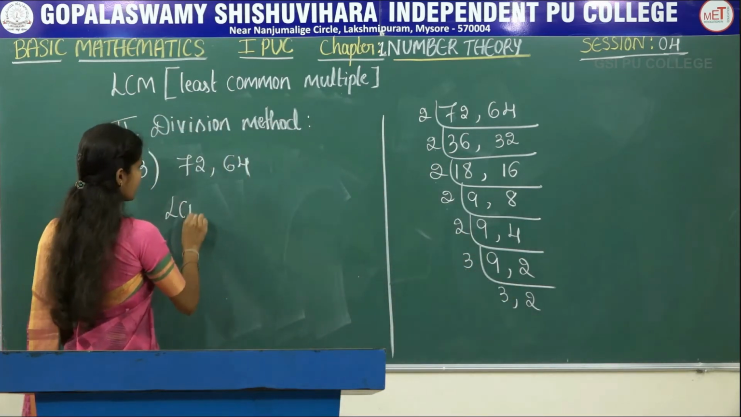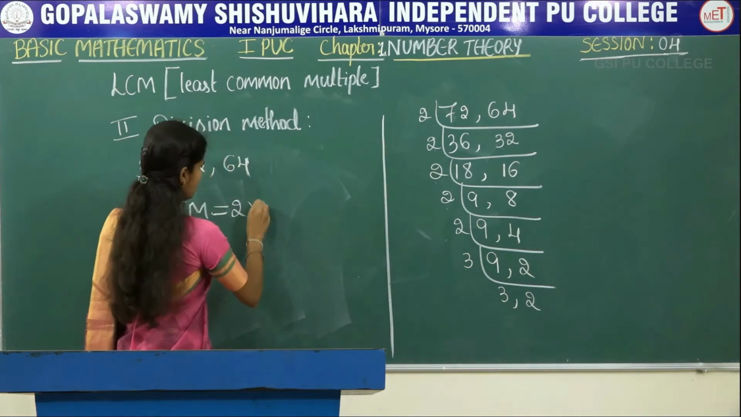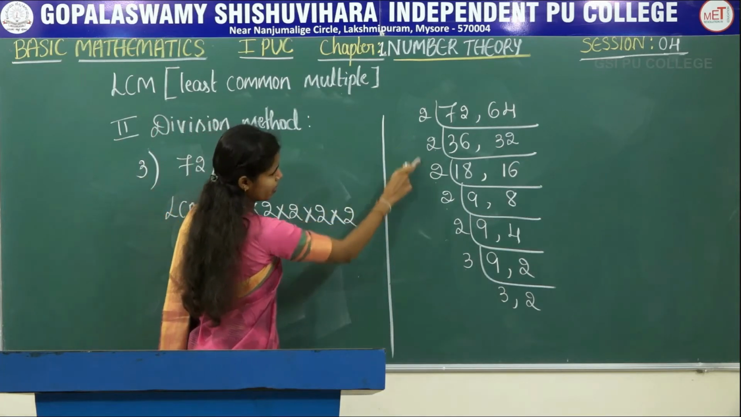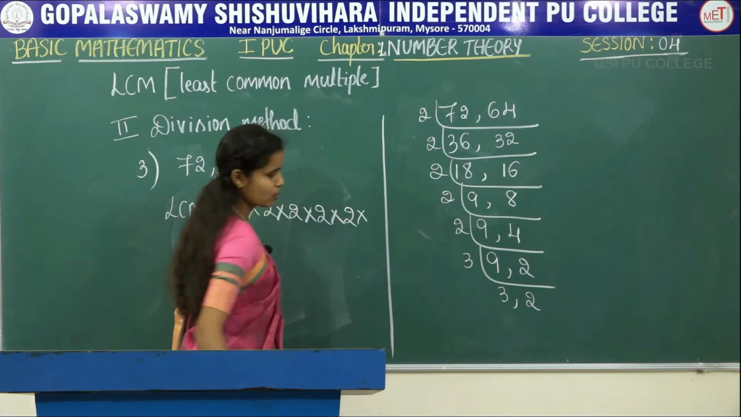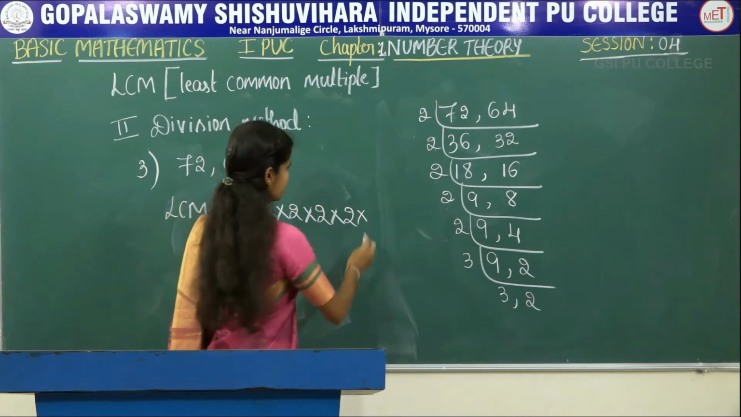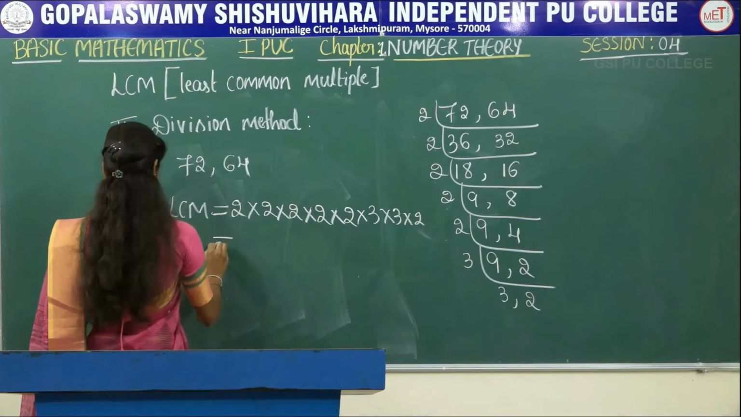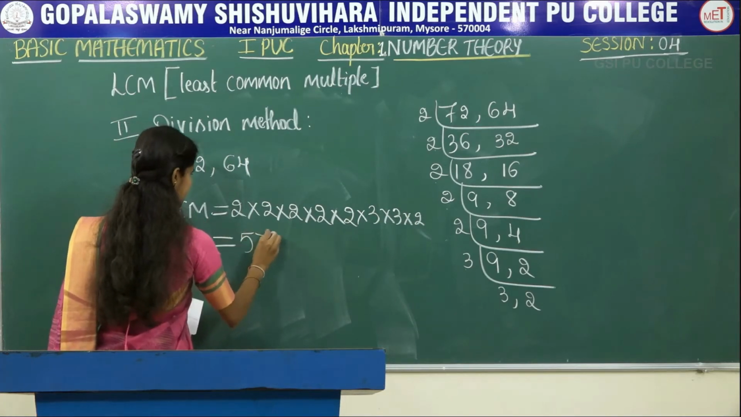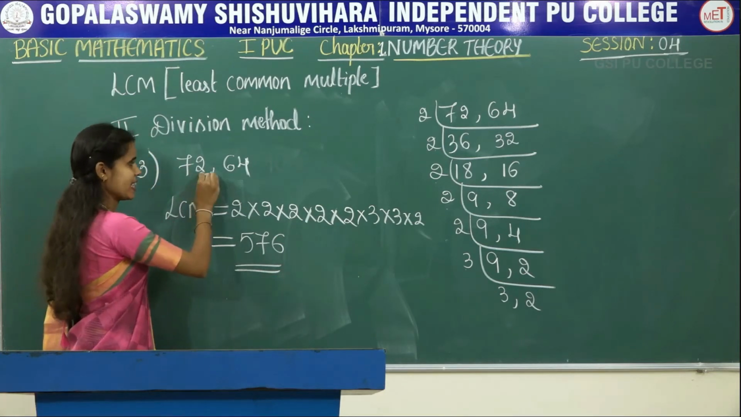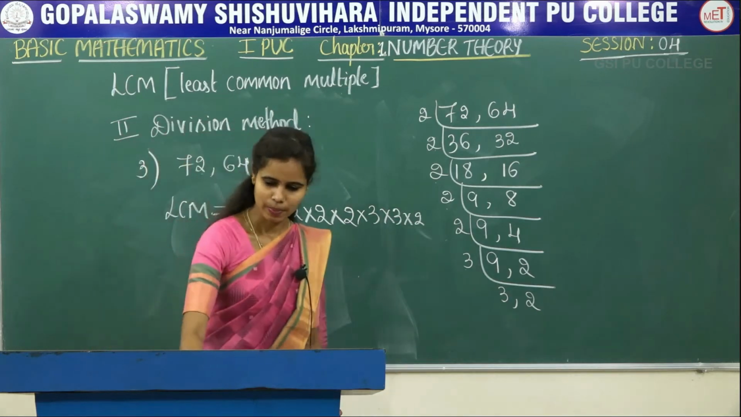Therefore LCM is equal to 2 five times: 1, 2, 3, 4, 5. 2 to the 5th into 3 into 3 into 2. So this is equal to 576. Therefore the LCM of 72 and 64 is 576. Okay. Next problem.